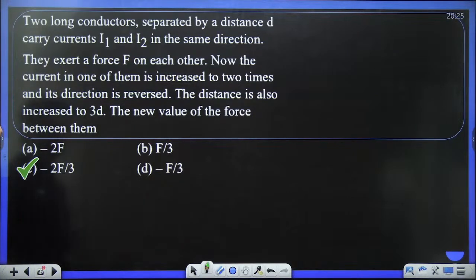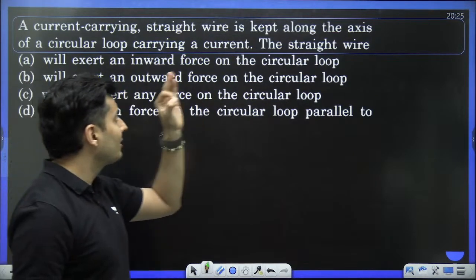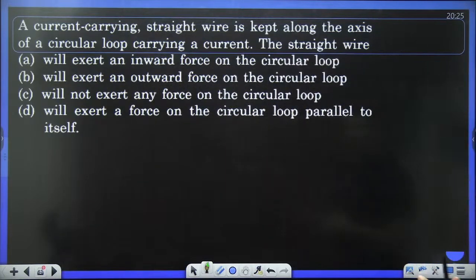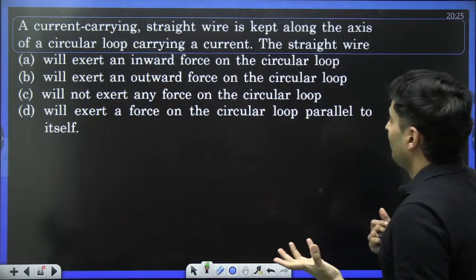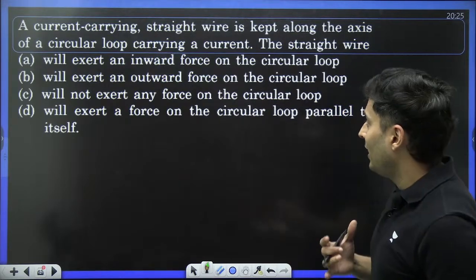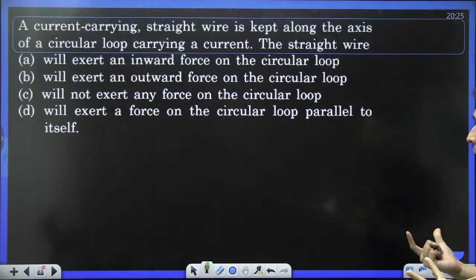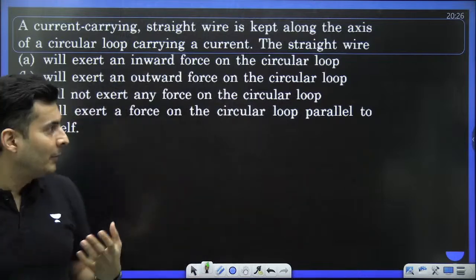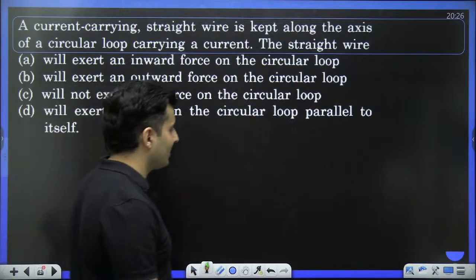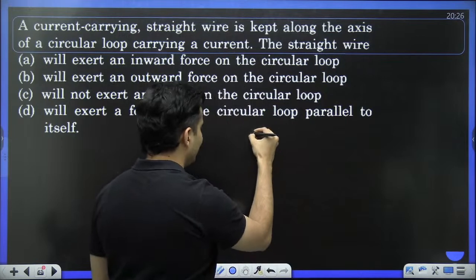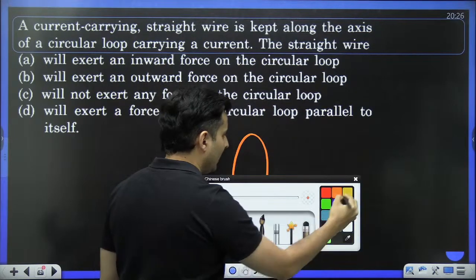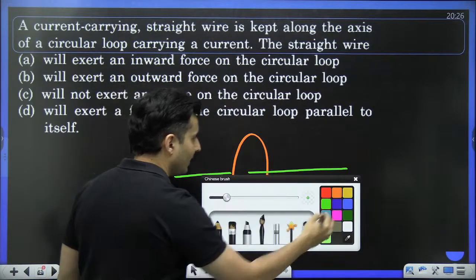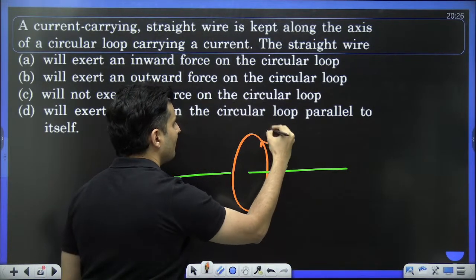Moving on, next question. A current carrying straight wire is kept along the axis of a coil, of a loop. Then, will that wire exert an inward force on the loop, will it exert outward force on the loop, will it not exert any force on the loop, or will it exert a force on the loop parallel to itself? Interesting question. Imagine this is your loop and you have a wire which is like this, which carries some current. The loop is carrying some current.